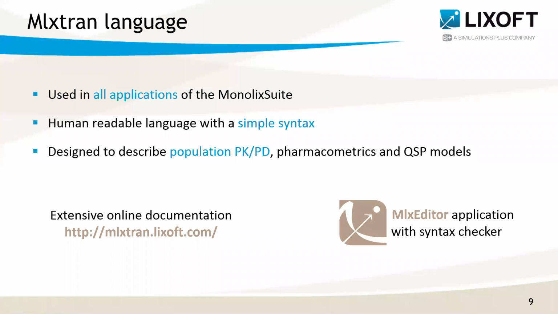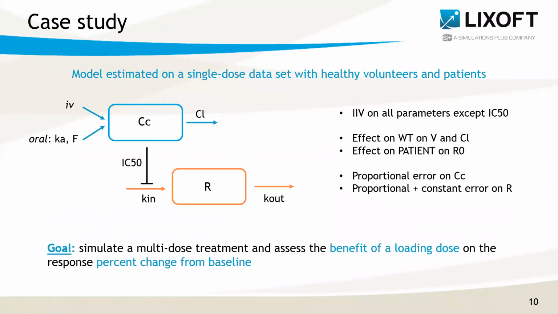All right, so this was a quick overview. Now let me introduce the model we will use today. It's a one compartment model with a linear elimination. I can give the dose either intravenously or it can be an oral dose. And the PK concentration then has an impact on the PD model, which is a turnover model, with the PK concentration having an inhibitory action on the production rate for the response.